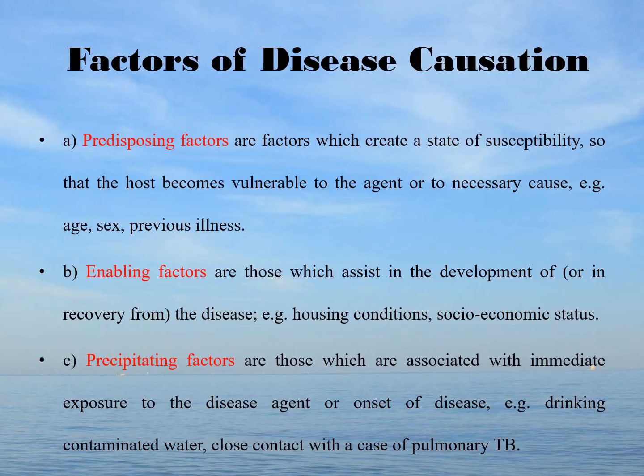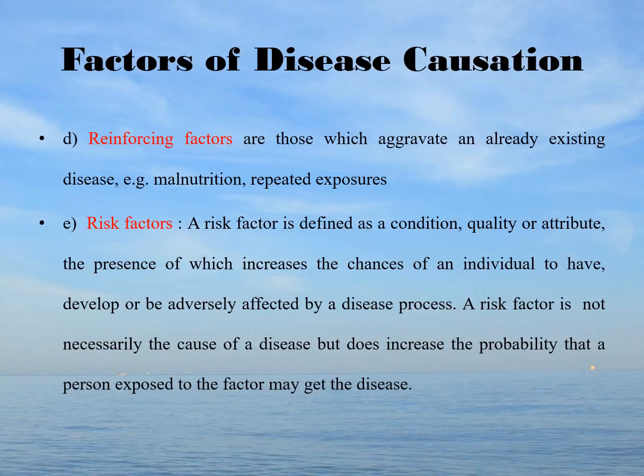Precipitating factors are those which are associated with immediate exposure to the disease agent or onset of disease. For example, drinking contaminated water, close contact with a case of pulmonary tuberculosis, and the like. There are reinforcing factors. These are those which aggravate an already existing disease. For example, malnutrition and repeated exposure.